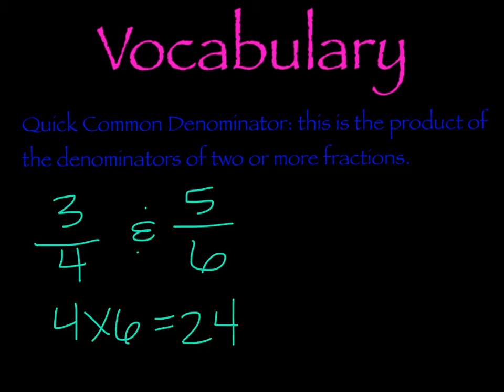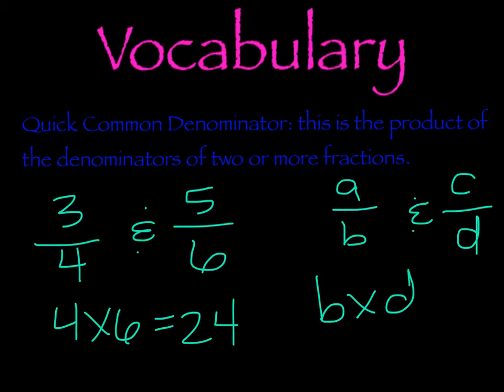In general, the quick common denominator of A over B and C over D is the same thing as B times D. As the name suggests, this is a quick way to get a common denominator for a collection of fractions, but it does not necessarily give the least common denominator.